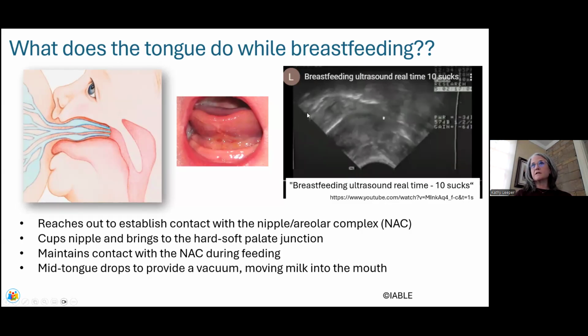But you can see that the tongue is drawing the nipple back to the juncture of the soft and hard palate. And at this moment in the video, the tongue is dropping, the mid tongue is dropping, and the pores, ducts are opening up, and the milk is this white substance being drawn into the back of the baby's throat. And then they swallow and they do it all again. So the tongue needs to be able to move up and down to create this suction.